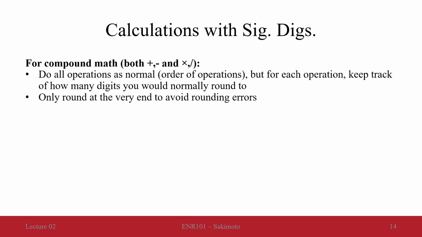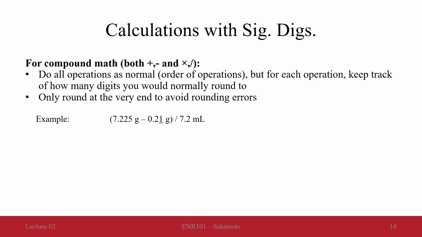Should we need to do compound math, by which I mean we both add and subtract and multiply and divide, we want to make sure that we only round at the very end. If we round after each operation, after each step, we may get rounding errors, which will change our final answer. What it means practically is that we need to keep track of the significant digits after each operation, but only round at the very end.